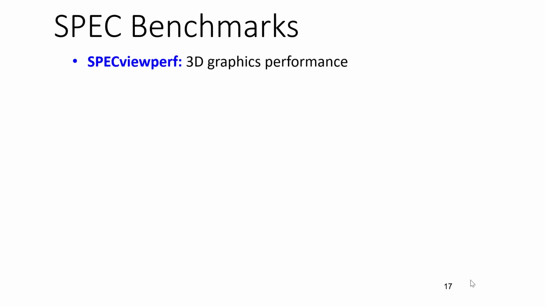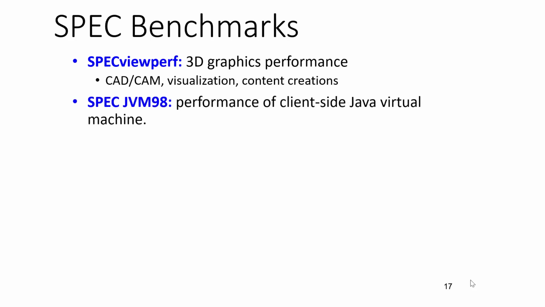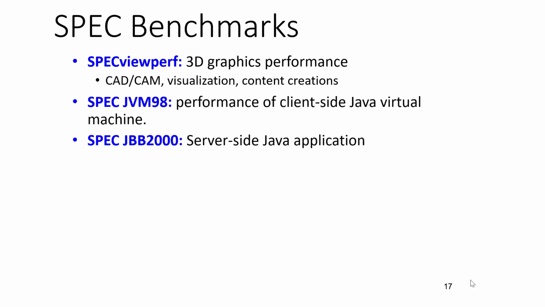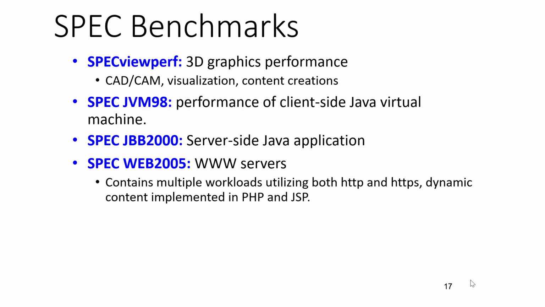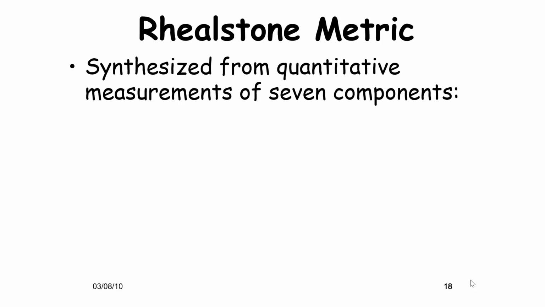So a few of the Spec benchmarks are like this. We have Spec ViewPerf, which is a 3D graphics engine for CAD CAM visualization, content creation. Spec JVM, Java engine. Spec JBB for server side Java. Spec Web, as the name suggests, it is for World Wide Web servers, dynamic content. And Spec Cloud.